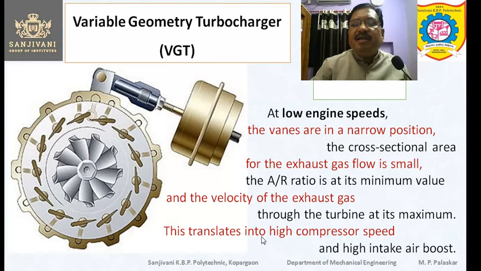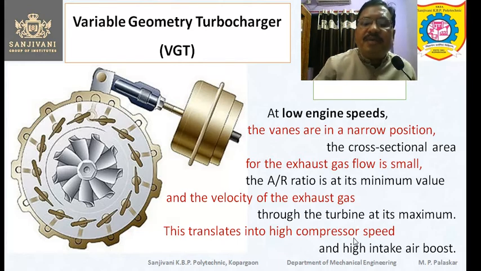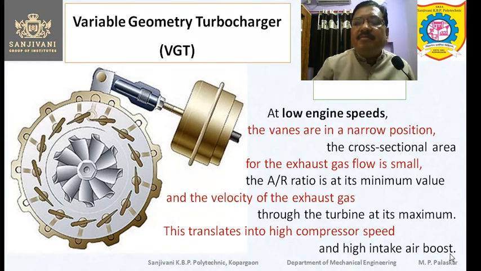So this will translate into higher compressor speed. This will result in an increase of the compressor speed and high intake air boost will be there. That means the pressure of the air which is entering the engine will be increased in this case, and that is what is required for the engine, and this requirement is fulfilled by the variable geometry turbocharger. This we have seen now.